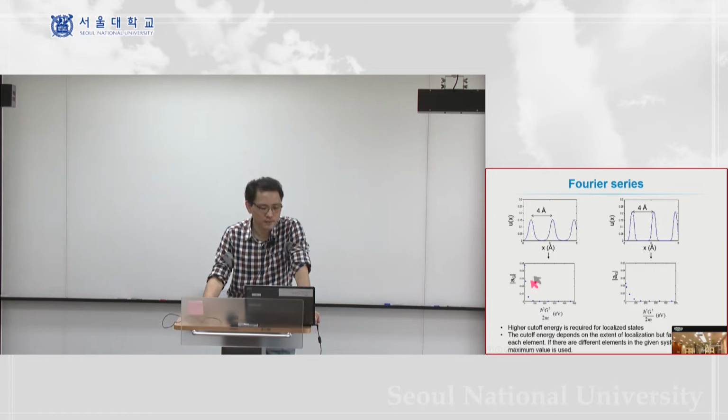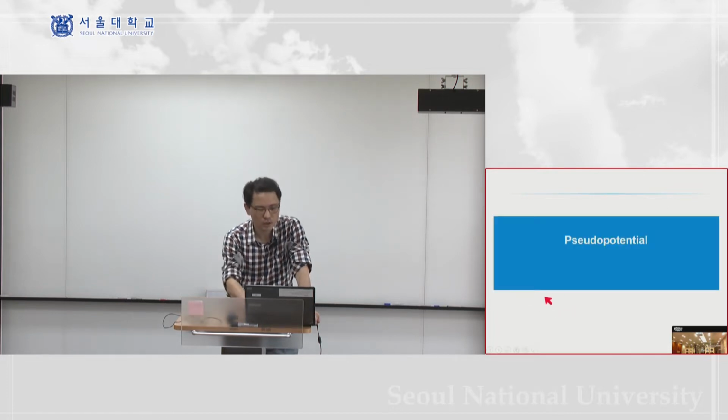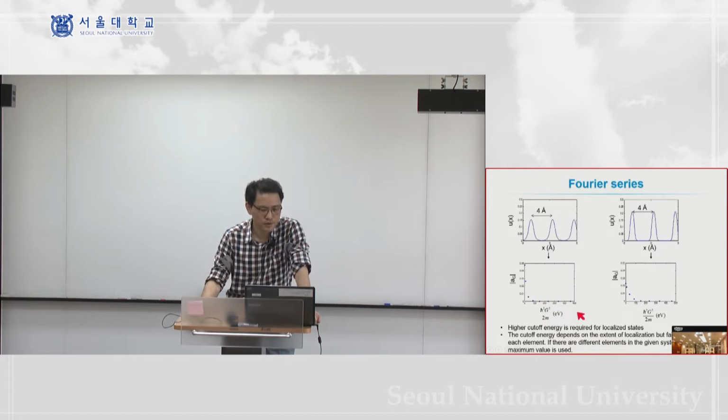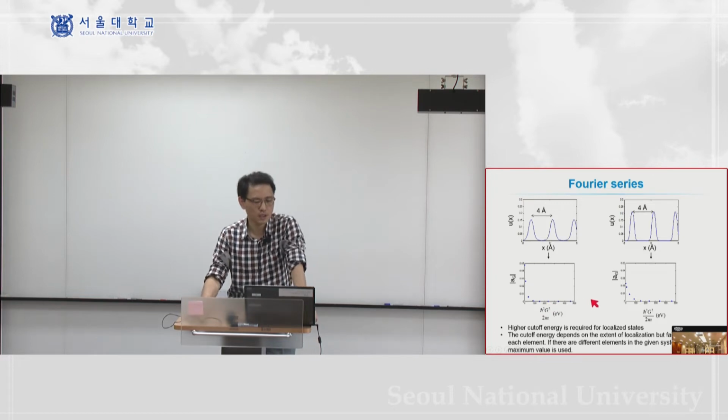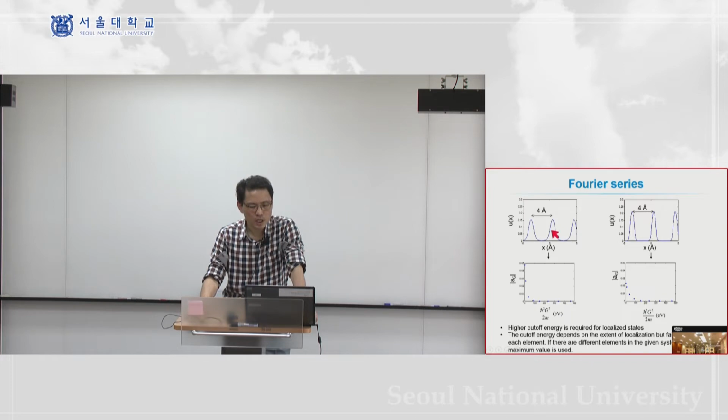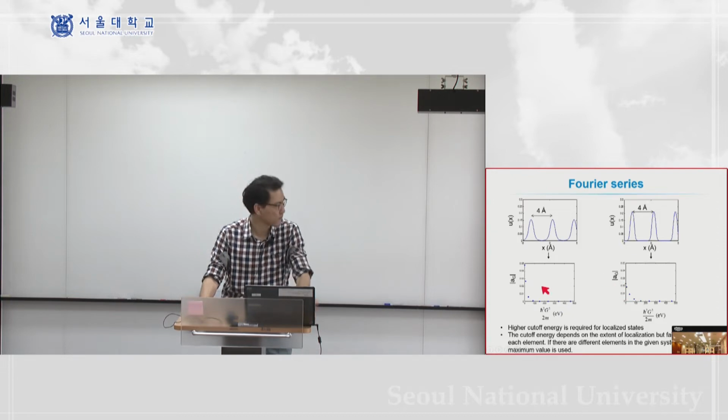So therefore, you can safely cut out the contributions of the higher order terms. So you can apply a certain cutoff to ignore entirely the rest of the G vectors. But in this case, with the wave function that is more localized, you can see that it decays more slowly compared to the first one.